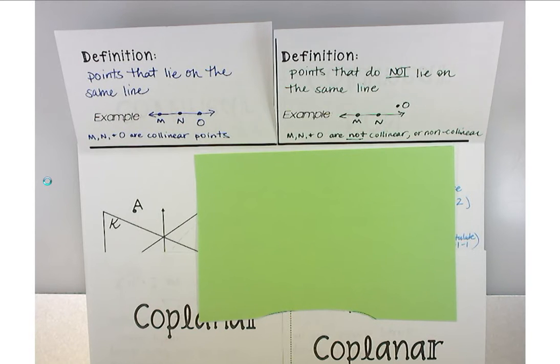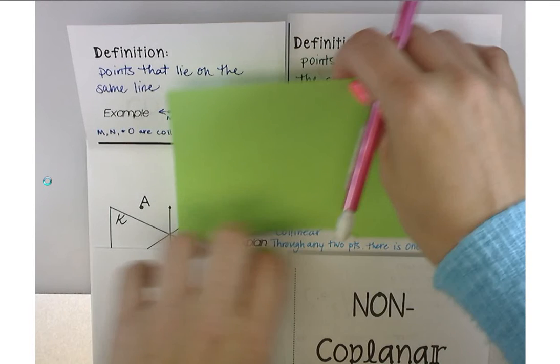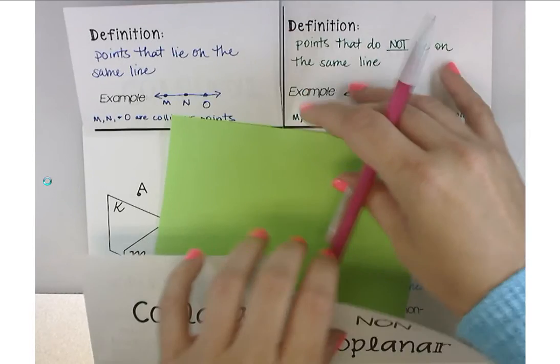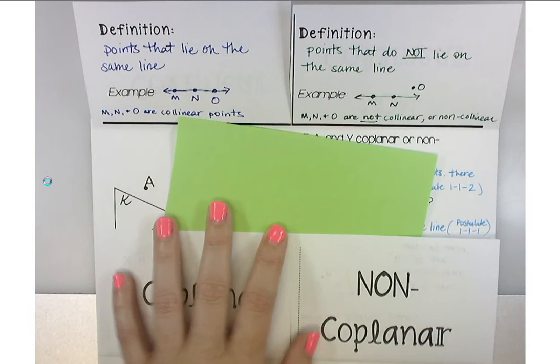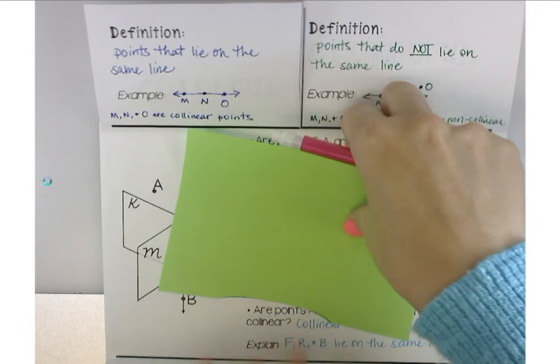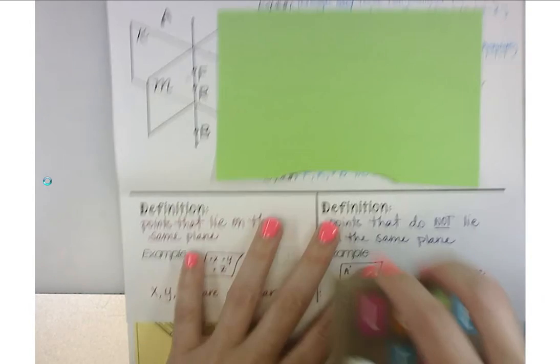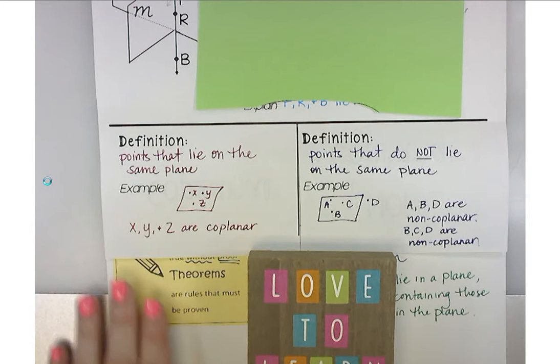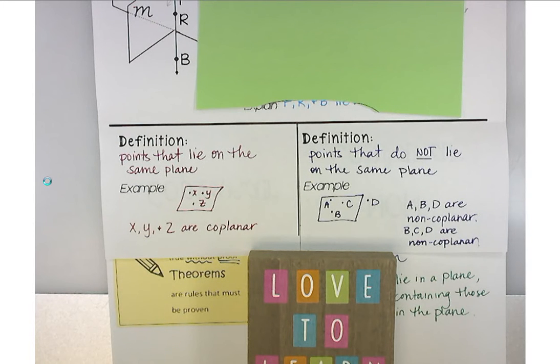Based on that definition, can anybody tell me what they think coplanar means? If collinear means that points lie on the same line, coplanar probably means what? Points lie on the same line. Okay, so if points are coplanar, they are points that lie on the same plane. An example would be if you had X, Y, and Z.